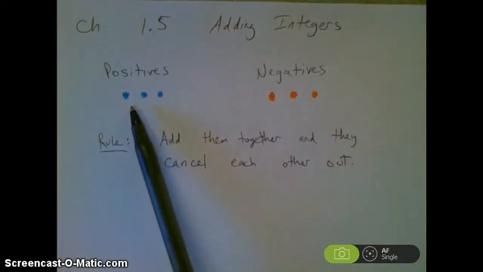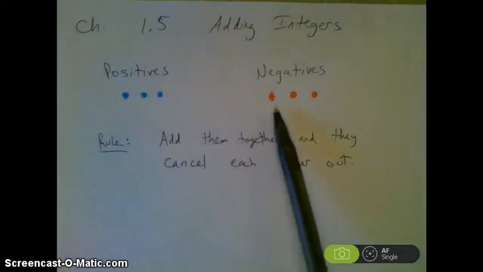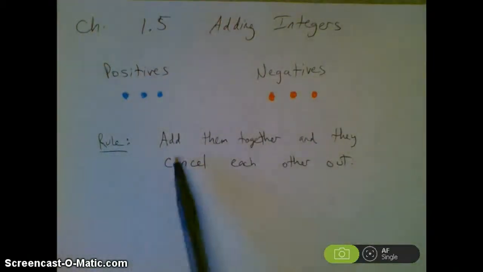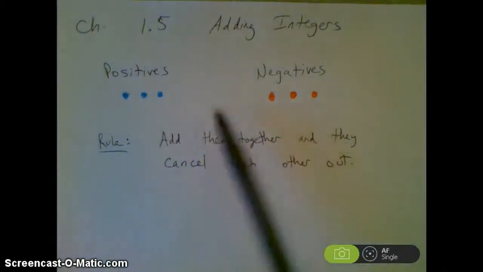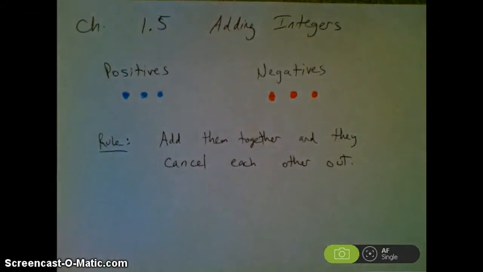So we're going to say positives are blue dots and negatives are red dots. And our rule is that when we add positives and negatives, blues and reds together, they'll cancel each other out. So I'll give an example here.